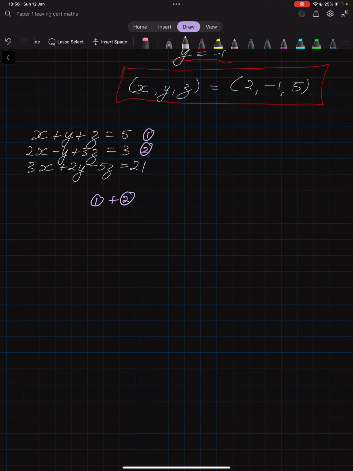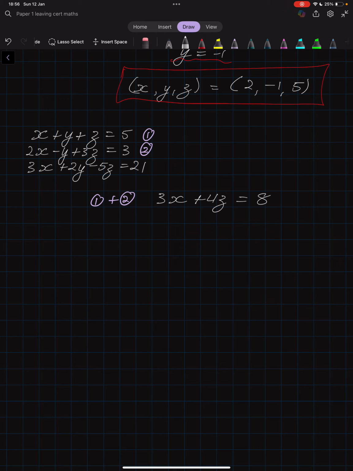So I'm going to add these two things together because plus y minus y is 0. So I get x plus 2x is 3x. 3z plus z is 4z. And then 5 plus 3 is 8. Okay? So that is now that.